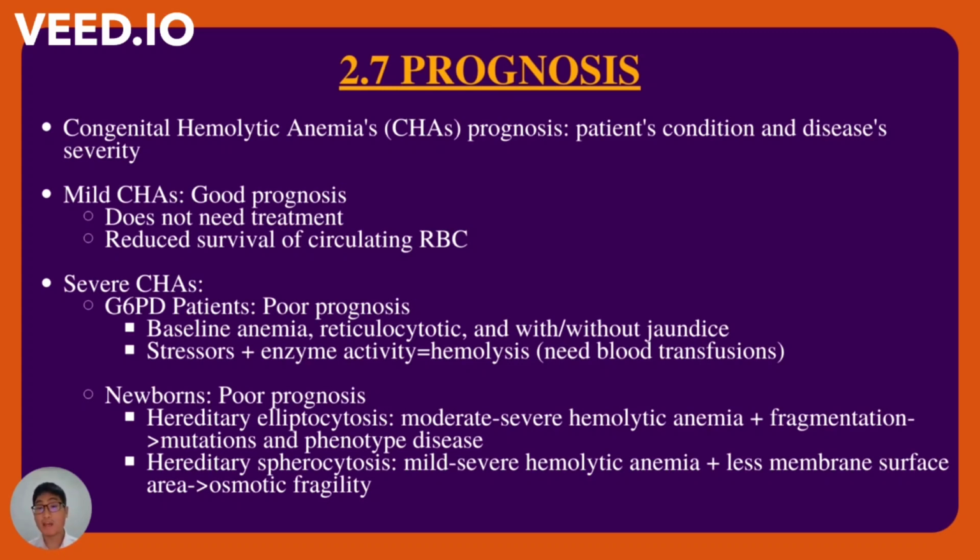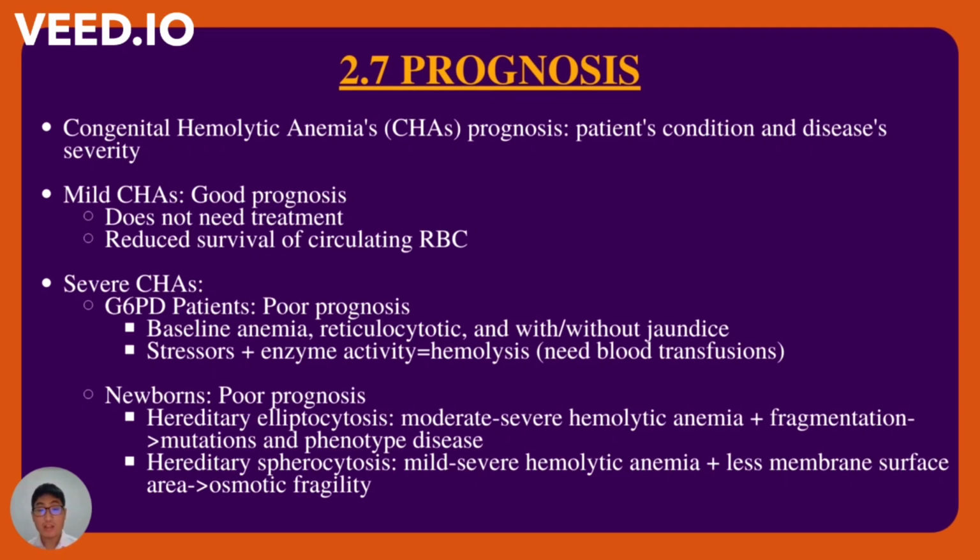However, the patient may experience reduced survival of circulating red blood cells because of elevated levels of hemoglobin in the blood by enhanced red blood cell synthesis. In several cases, G6PD deficiency patients are likely to have baseline anemia, reticulocytosis, with or without jaundice, that leads to a poor prognosis. Hemolysis happens when there are stressors and extreme activity between 10 and 60%. However, stressors like drugs and infection can cause severe hemolysis that necessitates blood transfusions.